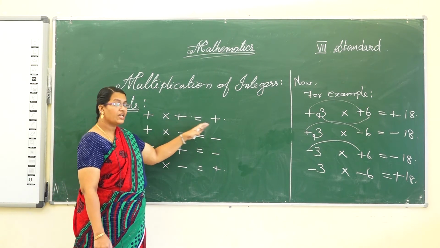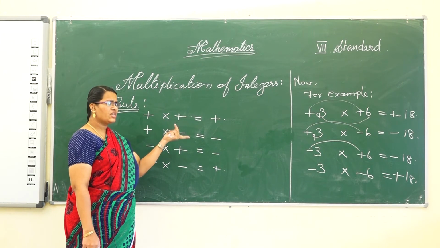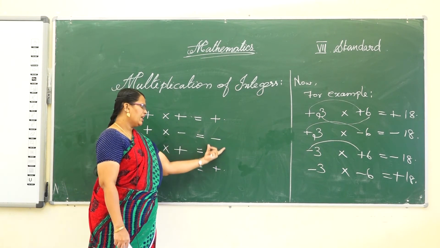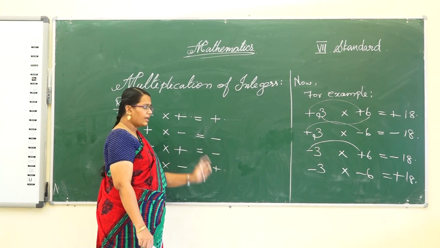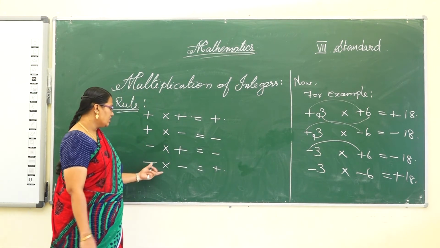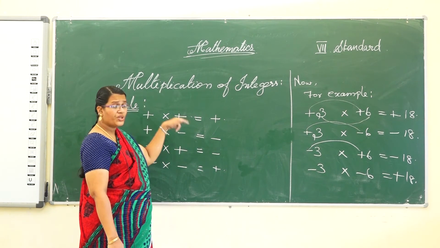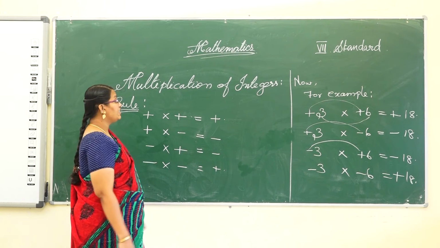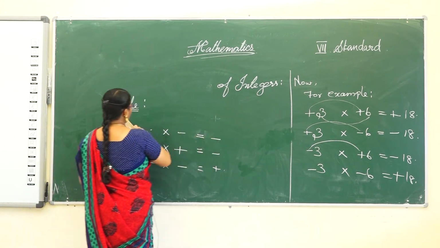So be thorough in this rule. Positive into positive, we get a positive value. Any two different signs, the result is a negative value. And then minus into minus is plus. That's all. I hope you all understand the concept of multiplication of integers. And now let us move to the division of integers.